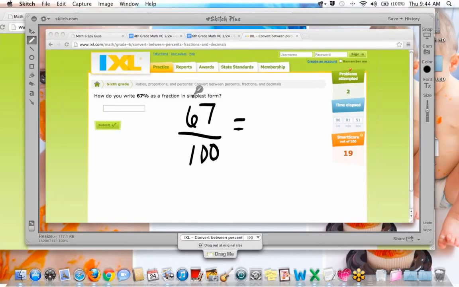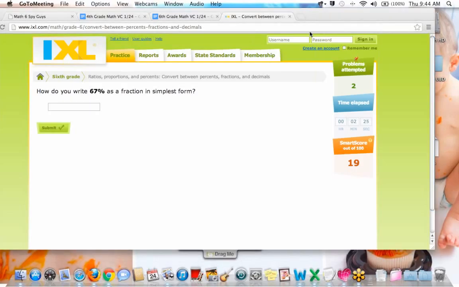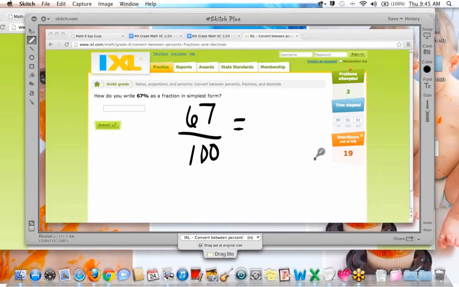Now, when they say simplest form, that implies that maybe it can be reduced. But I'm looking at these two numbers and I don't think they can be reduced. Does anybody think that there's a simpler way to write 67 hundredths? Or is that it? Kaylee's telling me that she found one way. So Kaylee, what would I do to 67 hundredths to make it simplest form?